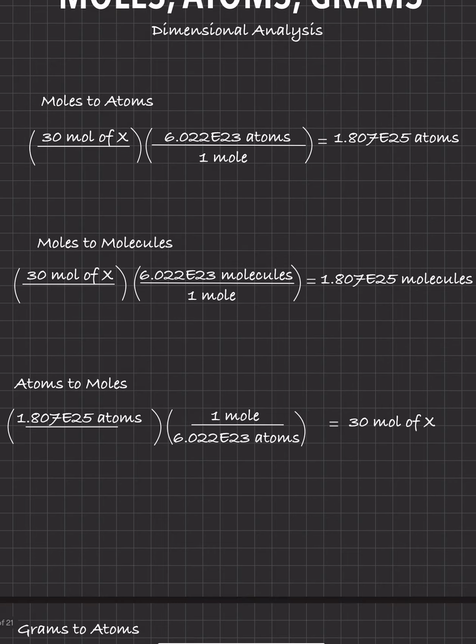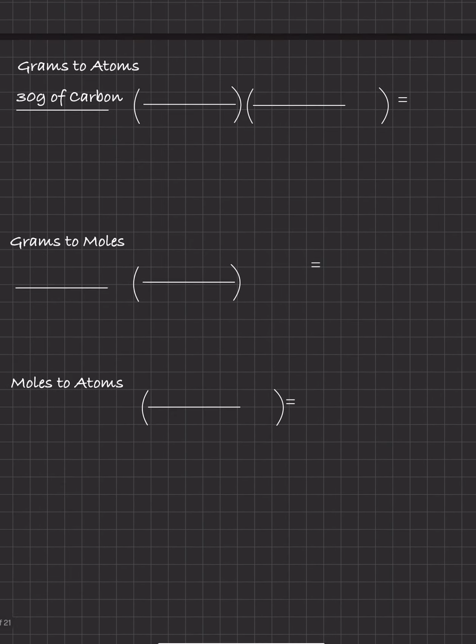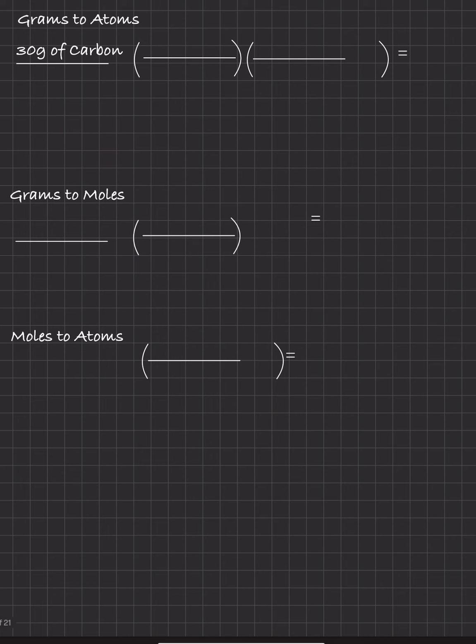Now, let's go to a more complicated type of problem. Let's say you need to go from grams to atoms. And people freak out because they're like, oh my God, that's so much work. What am I going to do? Take it one step at a time. So if you have 30 grams of carbon, go to the periodic table. How many grams of carbon do you have? Well, you have 12.011 grams of carbon in 1 mole of carbon. So there you go. How did we say that we go from moles to atoms? Well, in 1 mole, you have 6.022 times 10 to the 23 atoms. So let's do that.